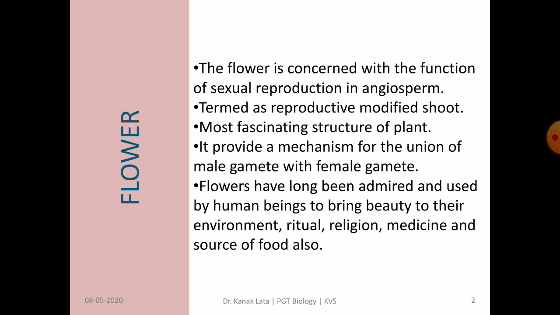As you all know, flower is the reproductive part of plant and helps in sexual reproduction in flowering plants, that is angiosperms. Flower is a modified reproductive shoot and the most fascinating and attractive structure of plant. It helps in fusion of male and female gamete.